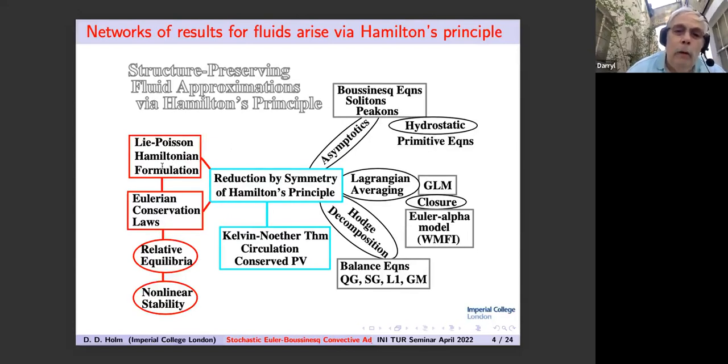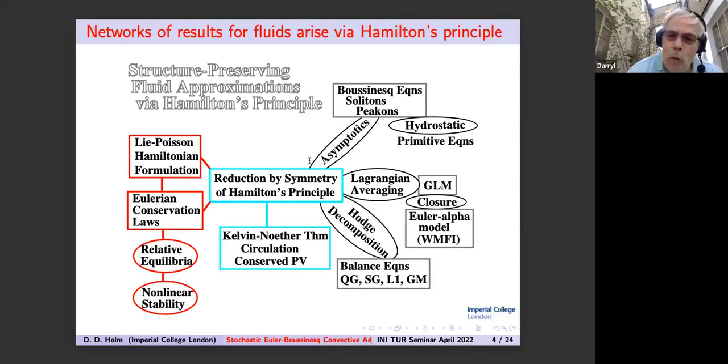And they'll be in the Eulerian form. They won't be Lagrangian dynamics, they'll be Eulerian dynamics. We'll have the Eulerian conservation laws. The critical points of the sums of the conservation laws in the Hamiltonian will give us relative equilibria. These are equilibria with motion, and that can lead to methods of studying nonlinear stability. Okay, so that's why I'm doing this.